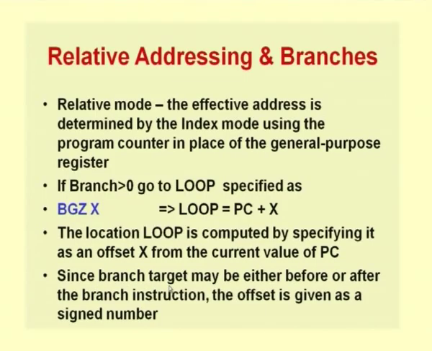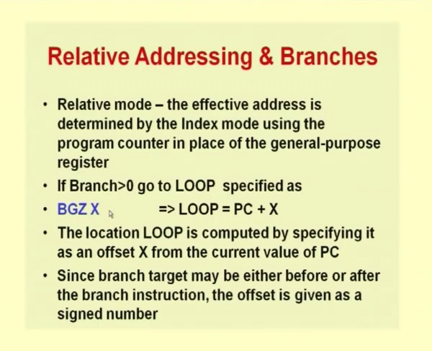Since the branch target that we are looking at may be either before or after the branch instruction, the offset is normally given again as a signed number. So, this value x could be both positive or negative. If it is positive, you would be moving forward in your instruction sequence. If the value is negative, you would be moving backward in the instruction sequence, especially when you are looking at a backward branch, for instance, at the end of a for loop. The value of x would be negative in that case when this kind of a loop gets coded in the assembly.